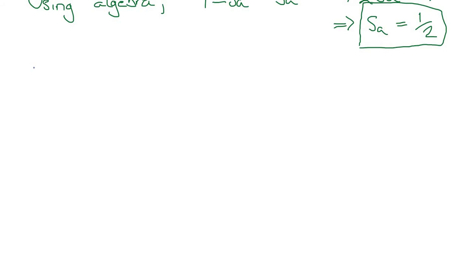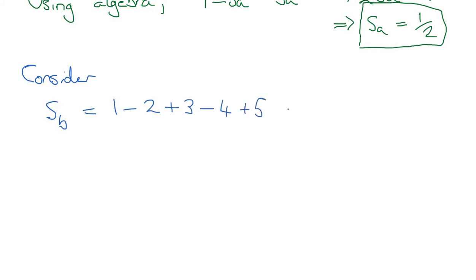Okay then, so let's consider another series, and this time we're going to call it SB, so it's our second series. And this equals 1 minus 2 plus 3 minus 4 plus 5 and so on. So it's alternating, but the numbers are increasing by 1 every time. Now let's look at what happens when we add SB onto itself. In other words, we're looking at 2 times SB. But I'm going to do it in a slightly strange way.